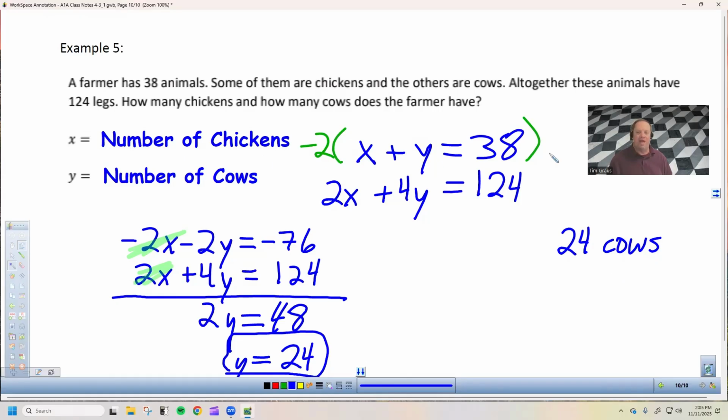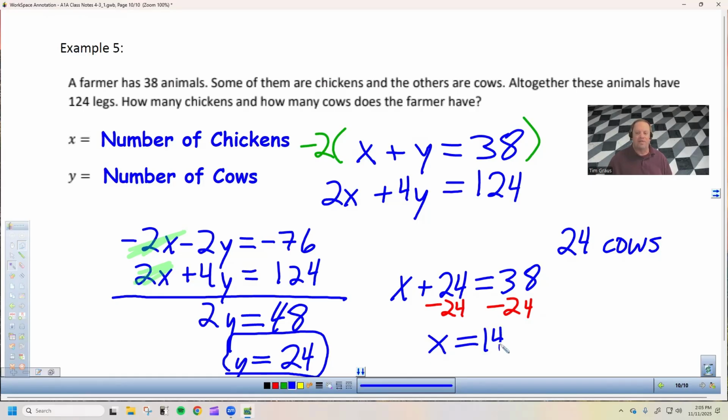And if we remember that we had 38 total animals, x was the number of chickens, 24 the number of cows, and it has to total up to 38 animals, then subtracting 24 will tell us how many chickens we have. And x is equal to 14. So I have 24 cows and 14 chickens.